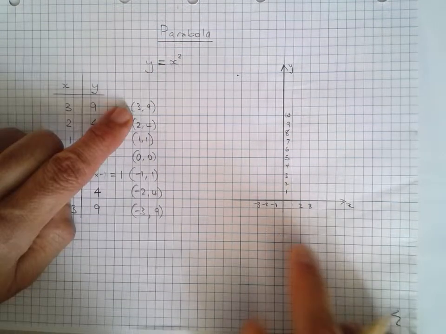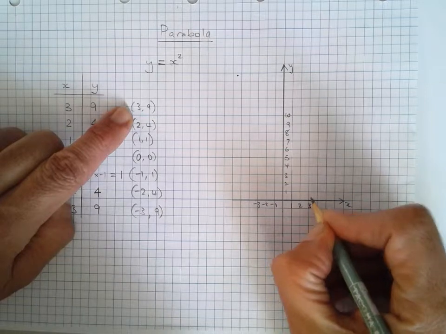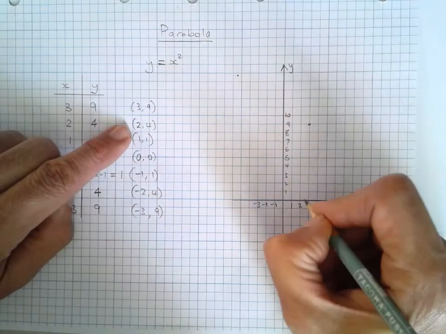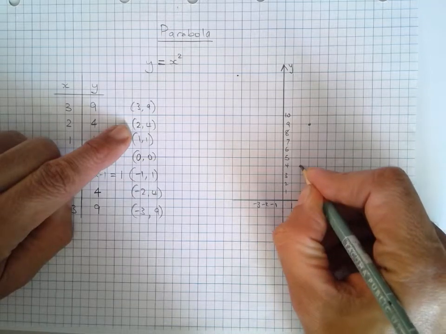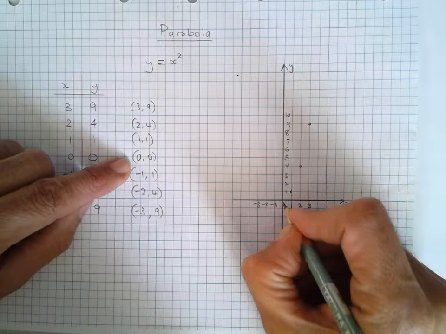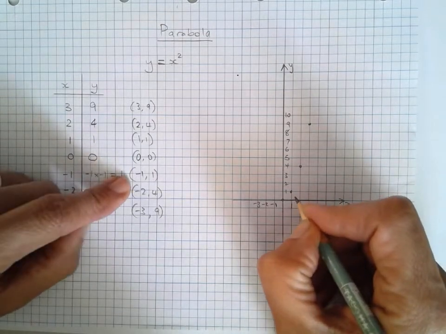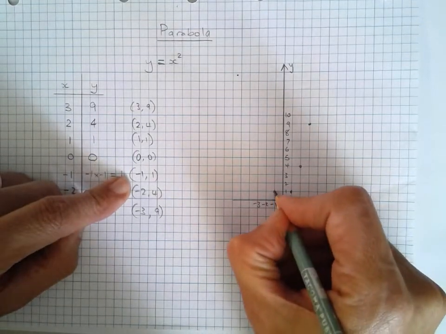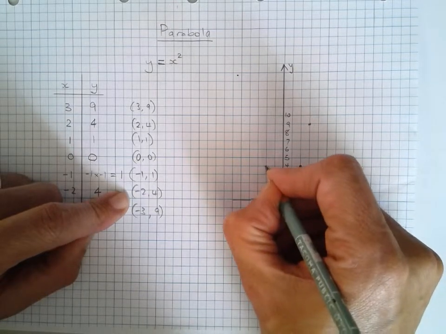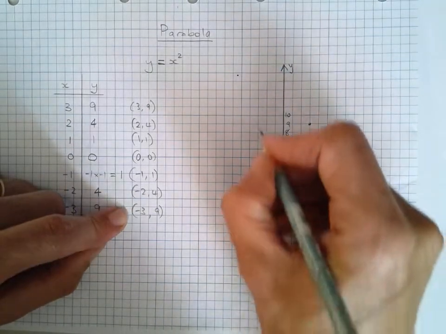When x is 3, y is 9. So that's the point 3, 9 there. 2, 4. When x is 2, y is 4. When x is 1, y is 1. When x is 0, y is 0. When x is negative 1, y is 1. When x is negative 2, y is 4. When x is negative 3, y is 9.